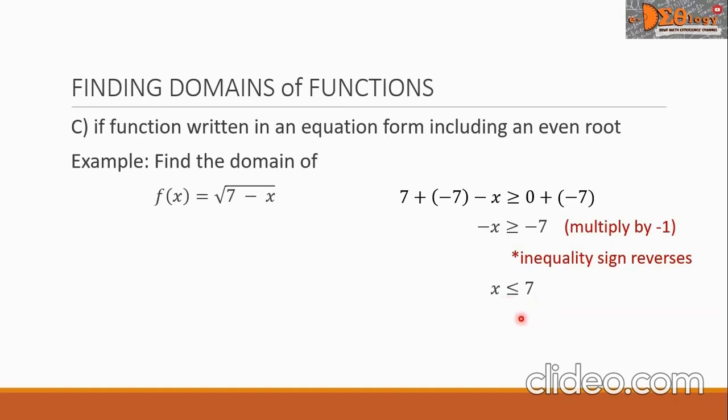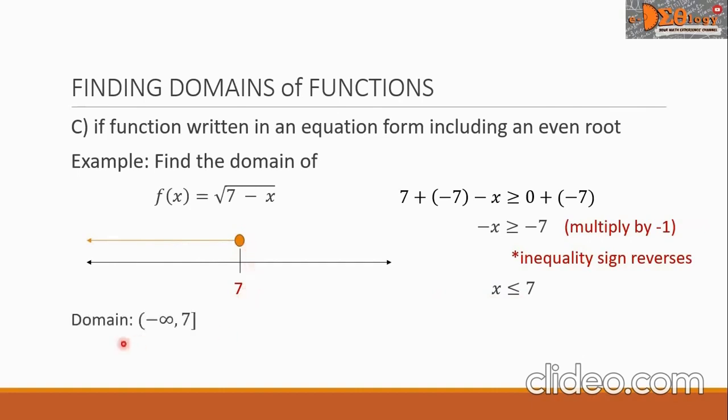Now, just to illustrate, we're going to put this in the number line. So here is the positive 7. So x less than or equal to positive 7 means those numbers on the left side of this positive 7. So this is our graph, and we put a solid dot on top of 7 because of the less than or equal sign. It means the number 7 itself is part of the solution.